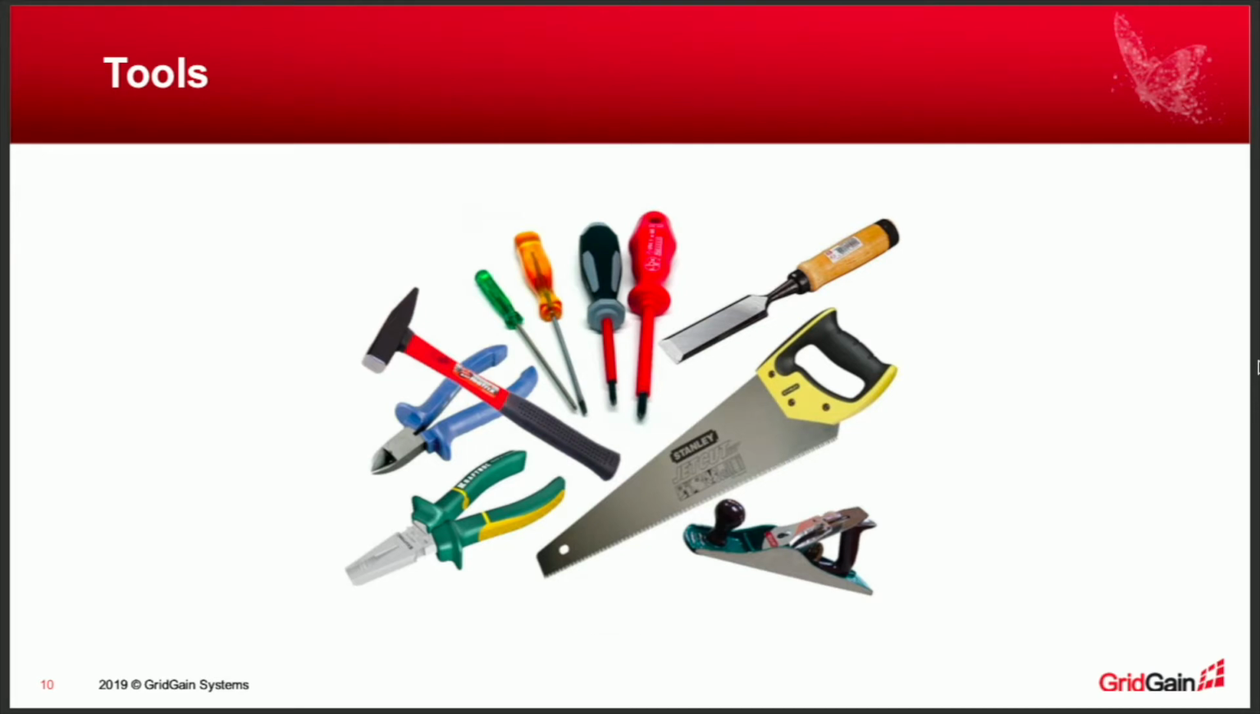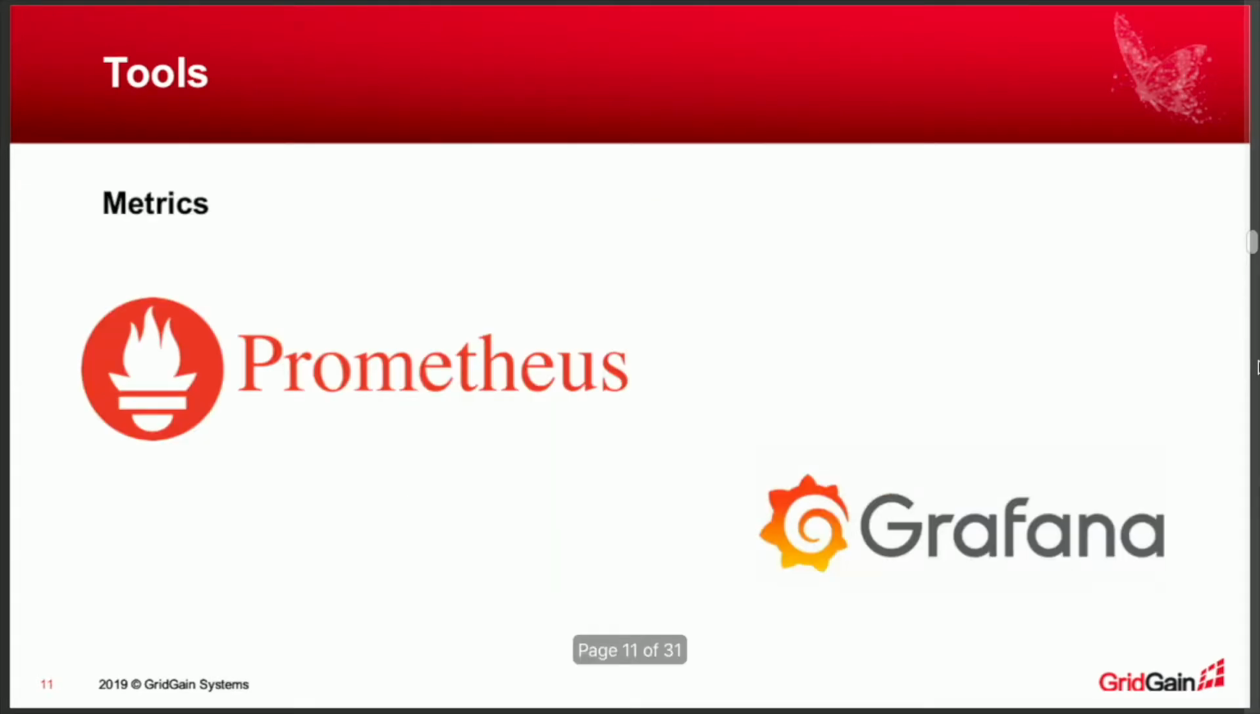So to this point, we have reviewed some abstract ideas and the kinds of information that you can collect from your system. So let's now review some tools that you can use for its analysis. Let's start with metrics and time series. Here, usually the pair of Prometheus and Grafana is used.